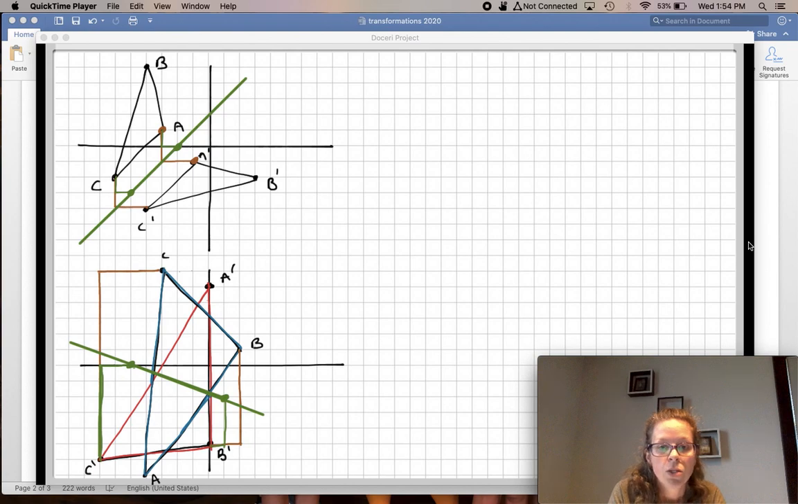Okay. So you'll have several different kinds of problems to look at with reflections, either plotting the reflection or finding the line of reflection, horizontal or vertical or diagonal.